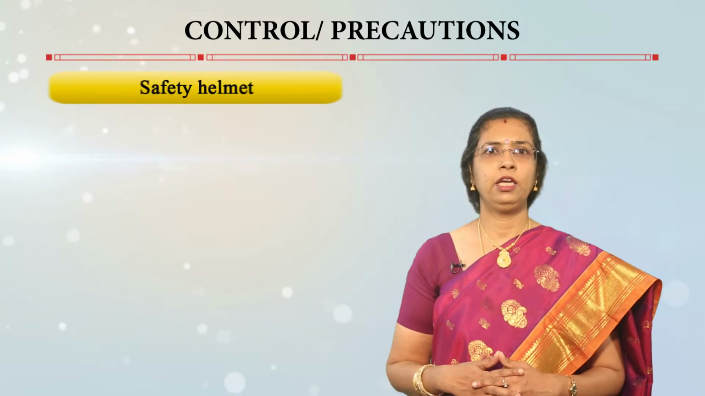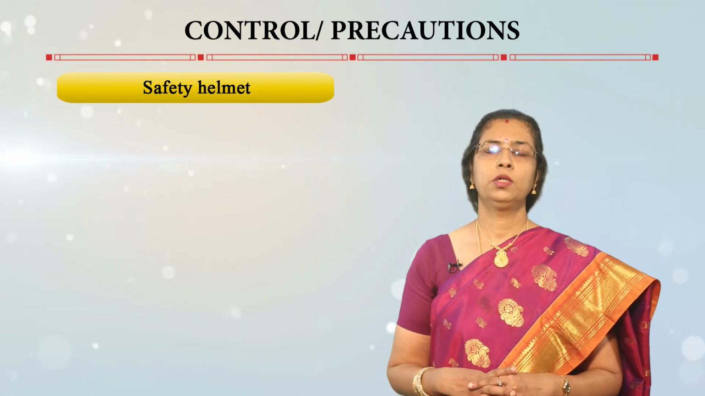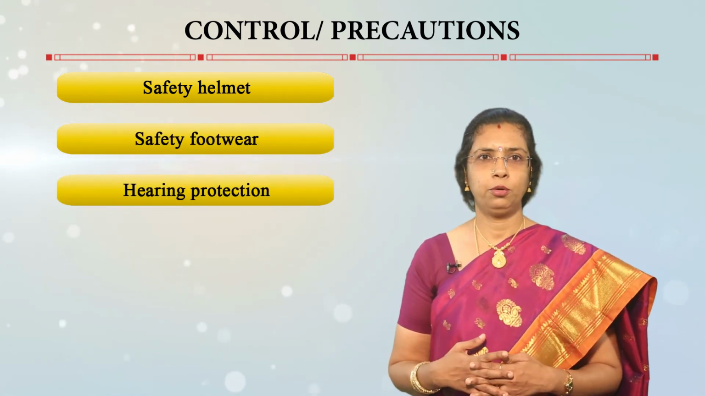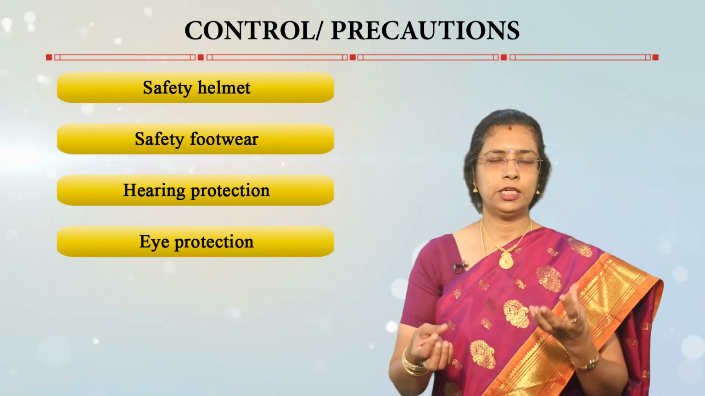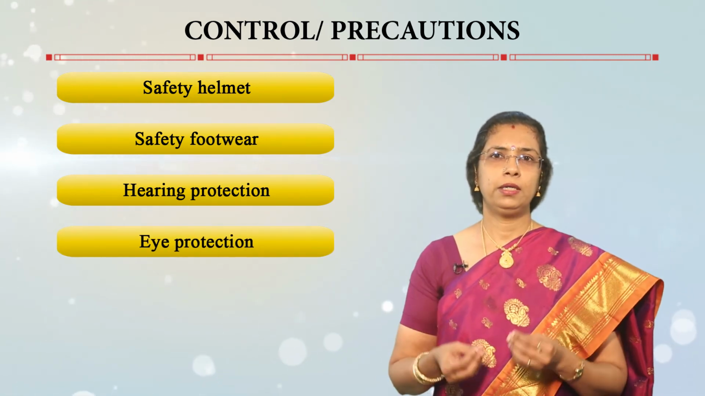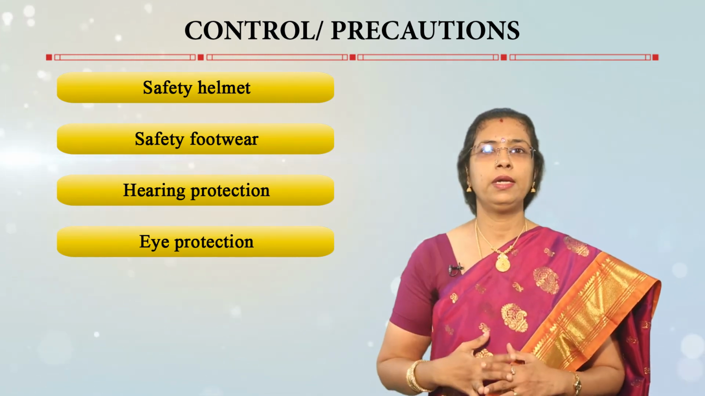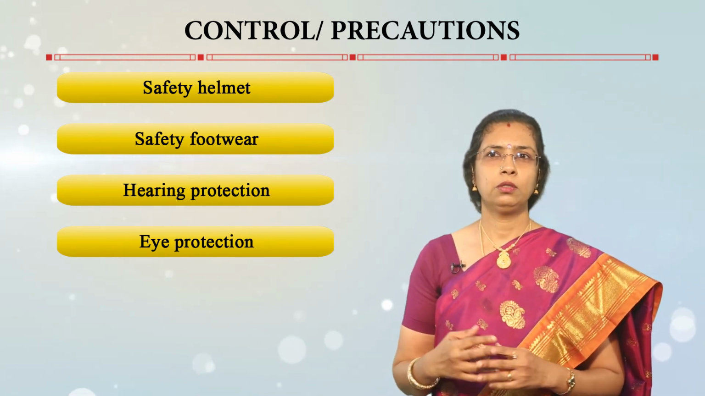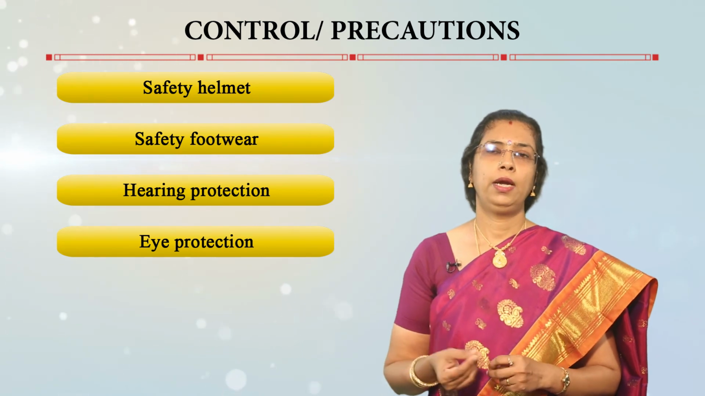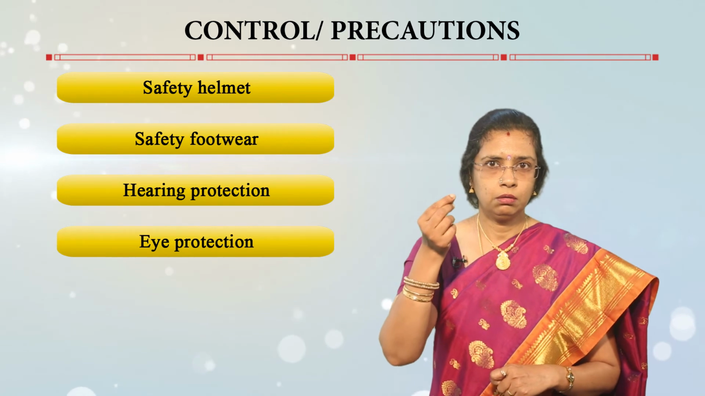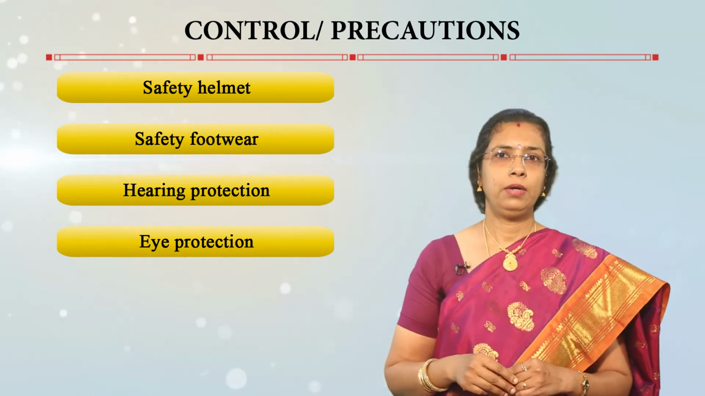So, what are the controls and the precautions that can be taken? They can wear safety helmets. The workers need to be equipped with safety footwear. Hearing protection is very important. Then eye protection, because the dust particles and those fine particles can actually pierce the eye, and they can even tear it, and in certain cases bleeding can occur, because the eye tissues are very soft, and in some cases the particles can even rupture the retina.